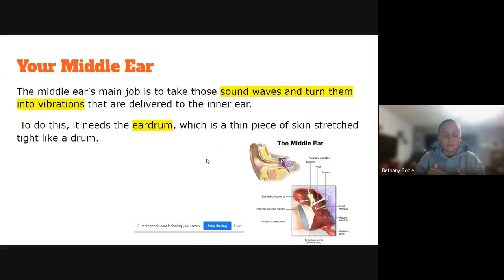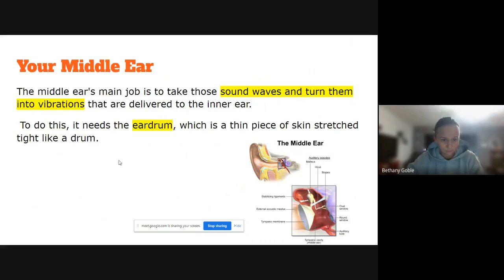Those sound waves enter our ear because I funneled them in. Once it goes inside the middle ear, it starts turning them into vibrations, right? Those vibrations then pass our eardrum. If you see this picture right here, I don't know if you can see where my mouse is, but this little thin stretch of skin right here, that's your eardrum. It literally is a very thin piece of stretched skin. I'll talk to you in a few slides about what happens if we ever damage our eardrum. But once it goes to the eardrum, it gets those vibrations and delivers them to the inner ear.